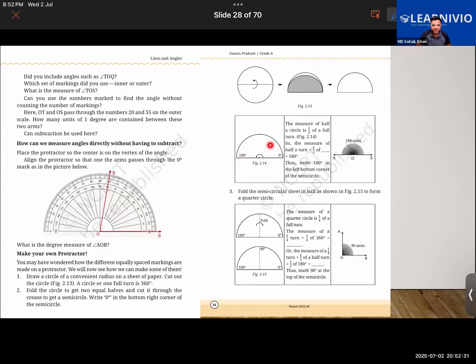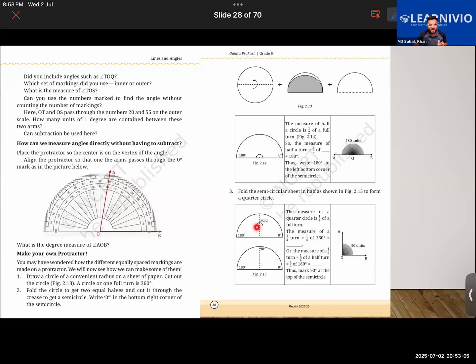So the measure of half of a circle is half of the full turn here. The measure of this half of the circle here, what is it? It's half of the full turn. Getting it? Yes. Then next what you will do? Now you will fold this semicircular sheet also. Once again, you will fold it in half like this. So this crease that you will get here in the middle, right? That will be basically forming a right angle. No? That will be of 90 degree, right?